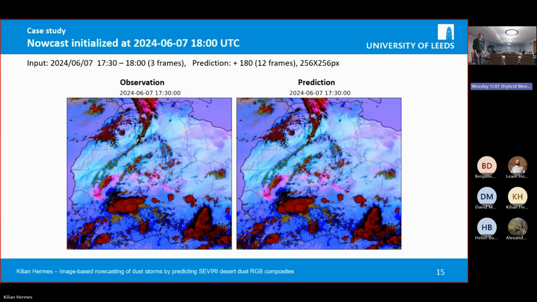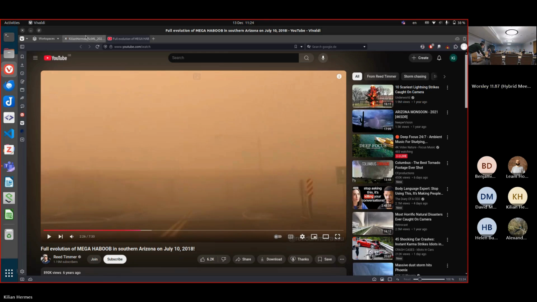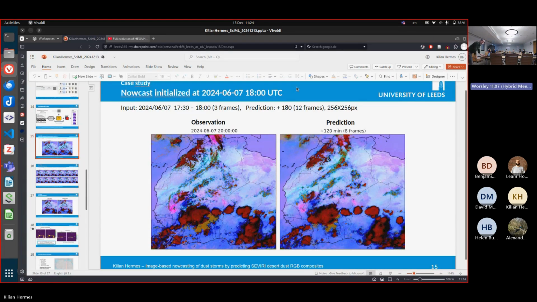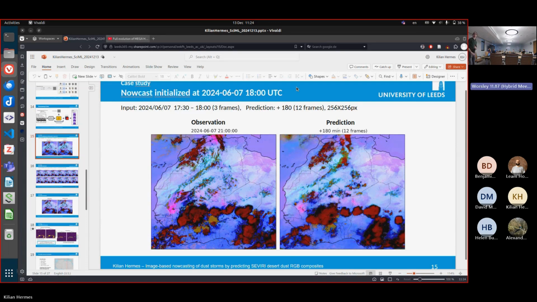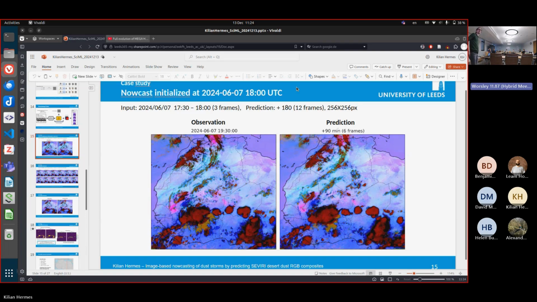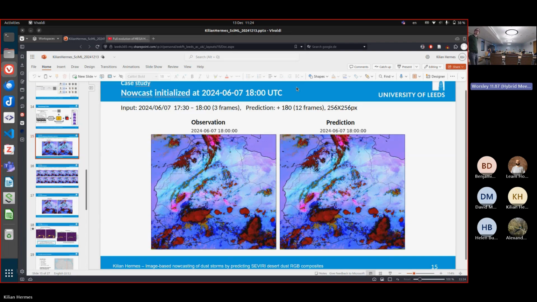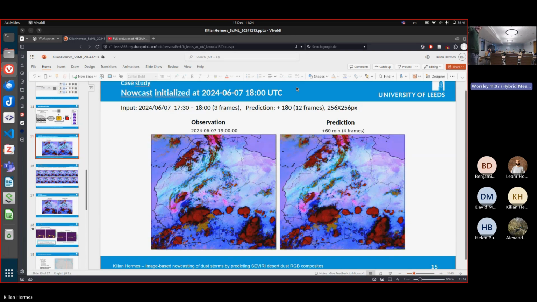How that looks, you don't see because I just don't play here. So I should play here. Yes. On the left is an observation. This is the day leading to the image you saw in the very beginning. On the right is the prediction.